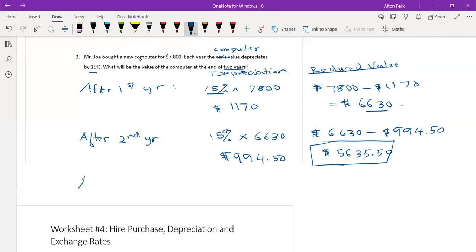$5,635.50. Of course, if you were going to find the value after 3 years, you would simply repeat what we would have done here: 15% of this new value, 5,635.50, and then you would work it out. Let's practice that. So 5,635.50, multiply that by 15%, 0.15, and the depreciation here now is $845.33.